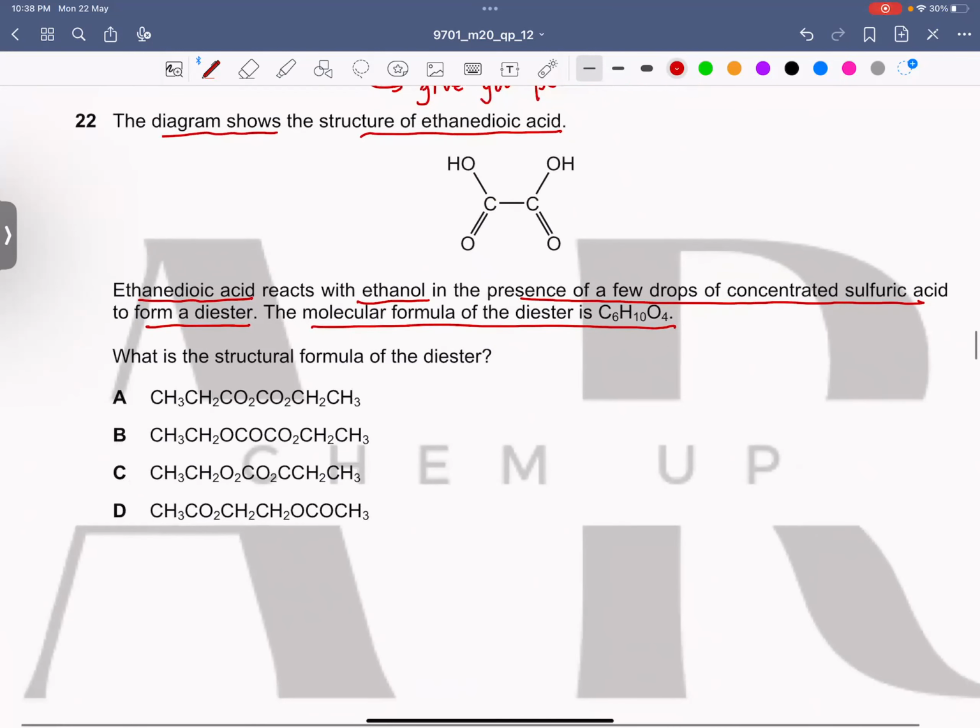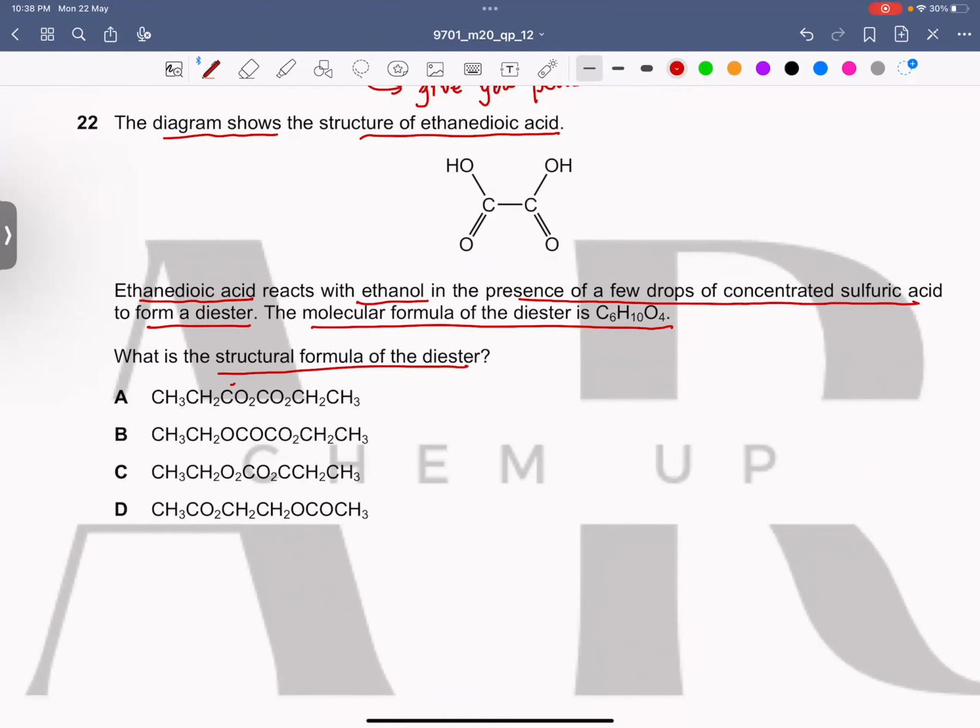What is the structural formula of the diester? So see what we are adding: ethanol. If you recall, ethanol is C2H5OH, right? So what would happen? OH from here is removed and H from here is removed. This carbon is going to bond with the O of the alcohol, then we have a CH2, then a CH3. In the same way, this is also removed. Here we get an O of the alcohol, which is bonded to CH2 and which is further bonded to CH3. So that is the structure.